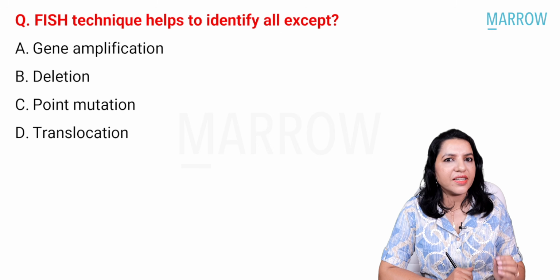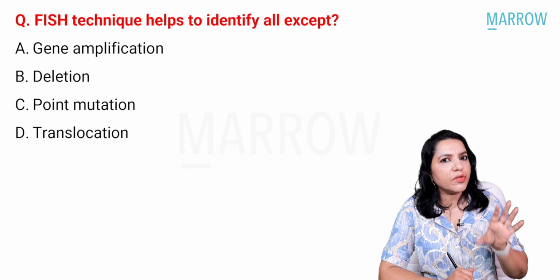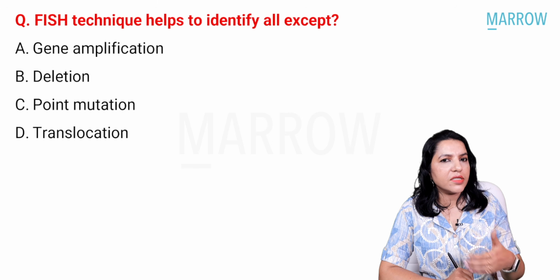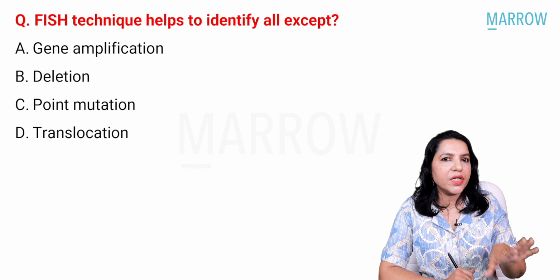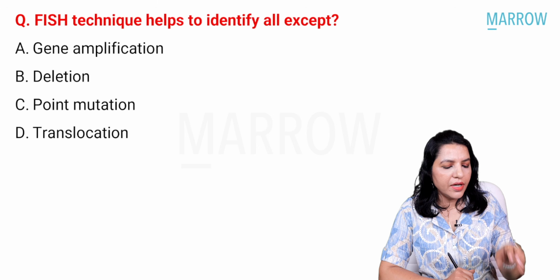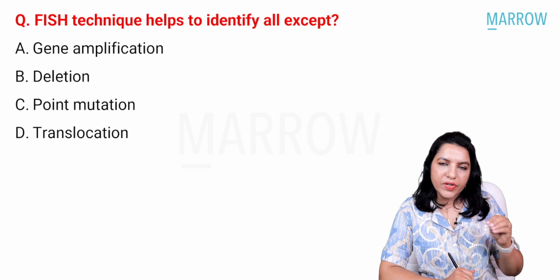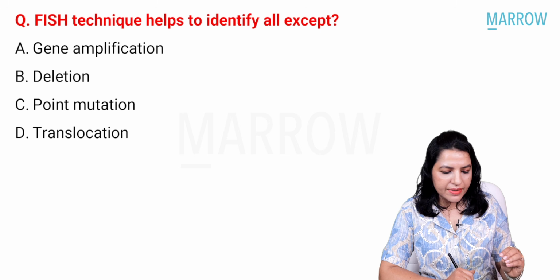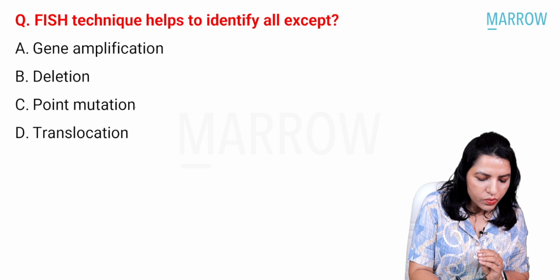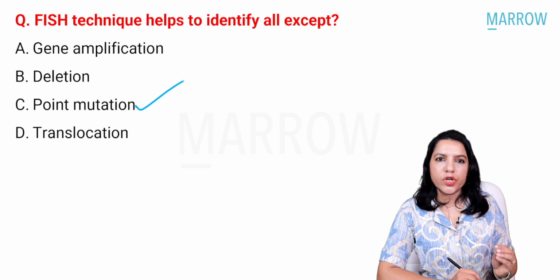Next question is, in a different way, the FISH technique was asked. This time it is a one-liner. Previously there was a case scenario given and asked what is the technique used. So, FISH is a very commonly, very repeatedly asked area. This is again a very simple question. FISH technique helps to identify all except. So, we know that the answer here is point mutation.